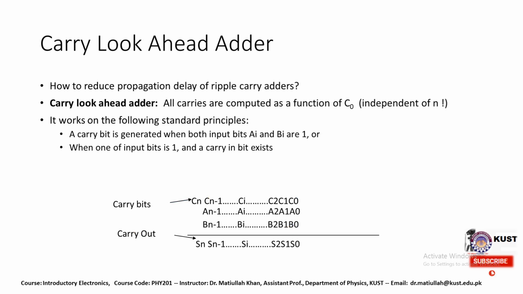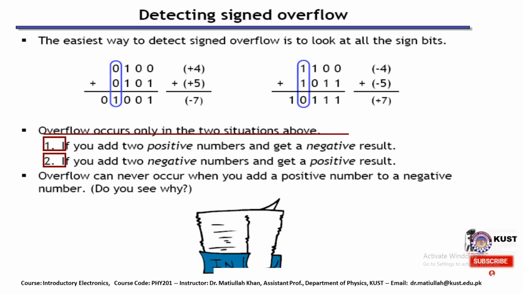Simple addition is there, and that is actually the method to reduce the propagation delay of ripple carry adders. That is a bit complicated. So what we do in this addition: a carry bit is generated when both input bits Ai and Bi are 1. If one of the input bits is 1 and a carry bit exists, then in that case the carry and the output values are mentioned.